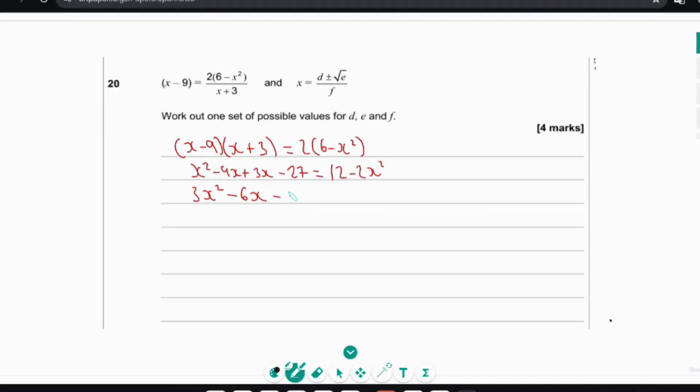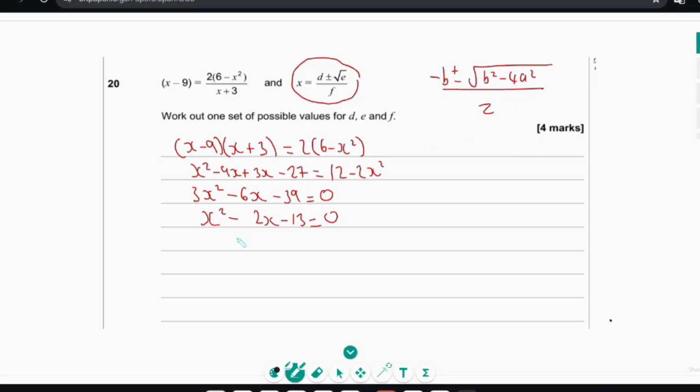I'm going to take 12 from both sides. 3 is a common factor of all of these numbers here, so I'm going to divide everything through by 3. Now this looks like the quadratic formula. Let's just pop this into the quadratic formula. So minus b, a is 1.